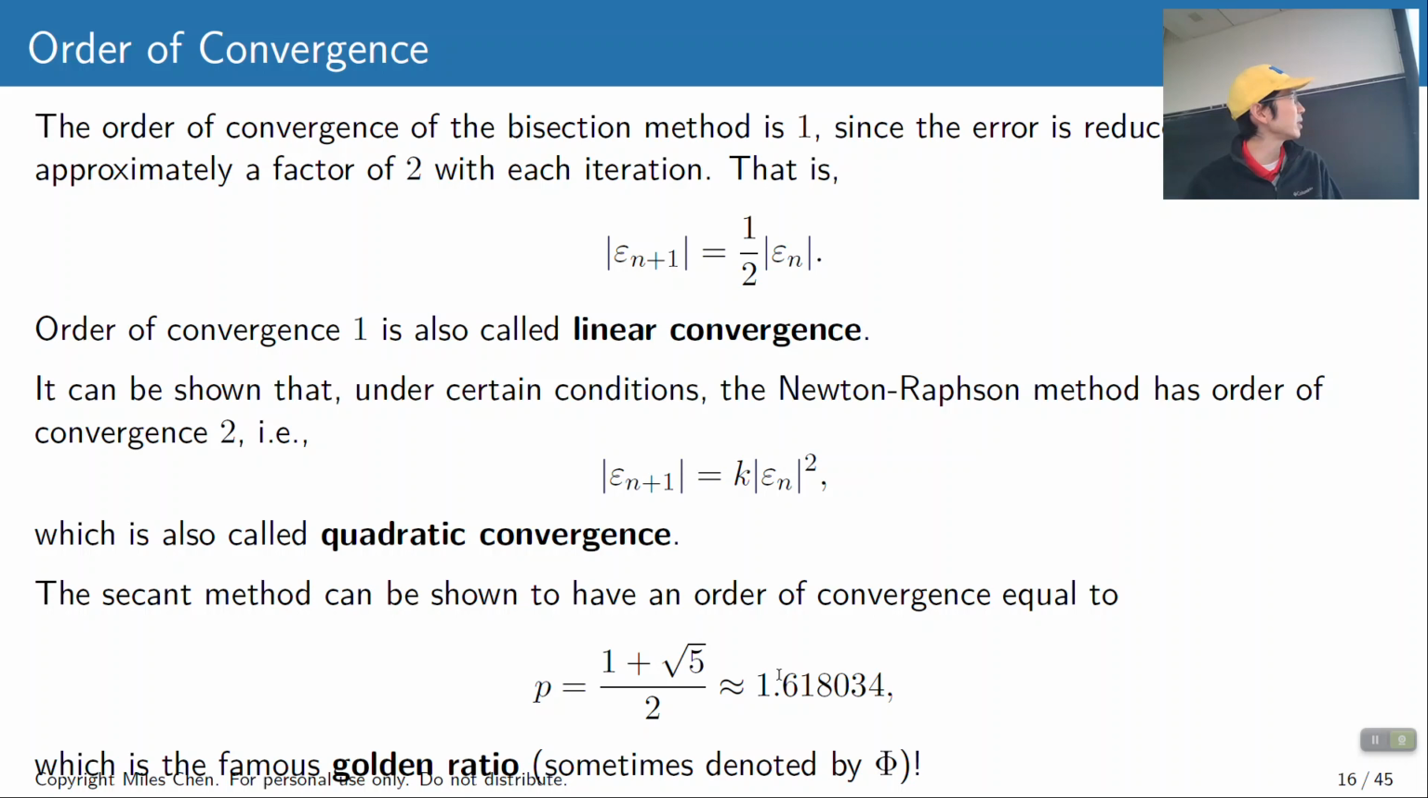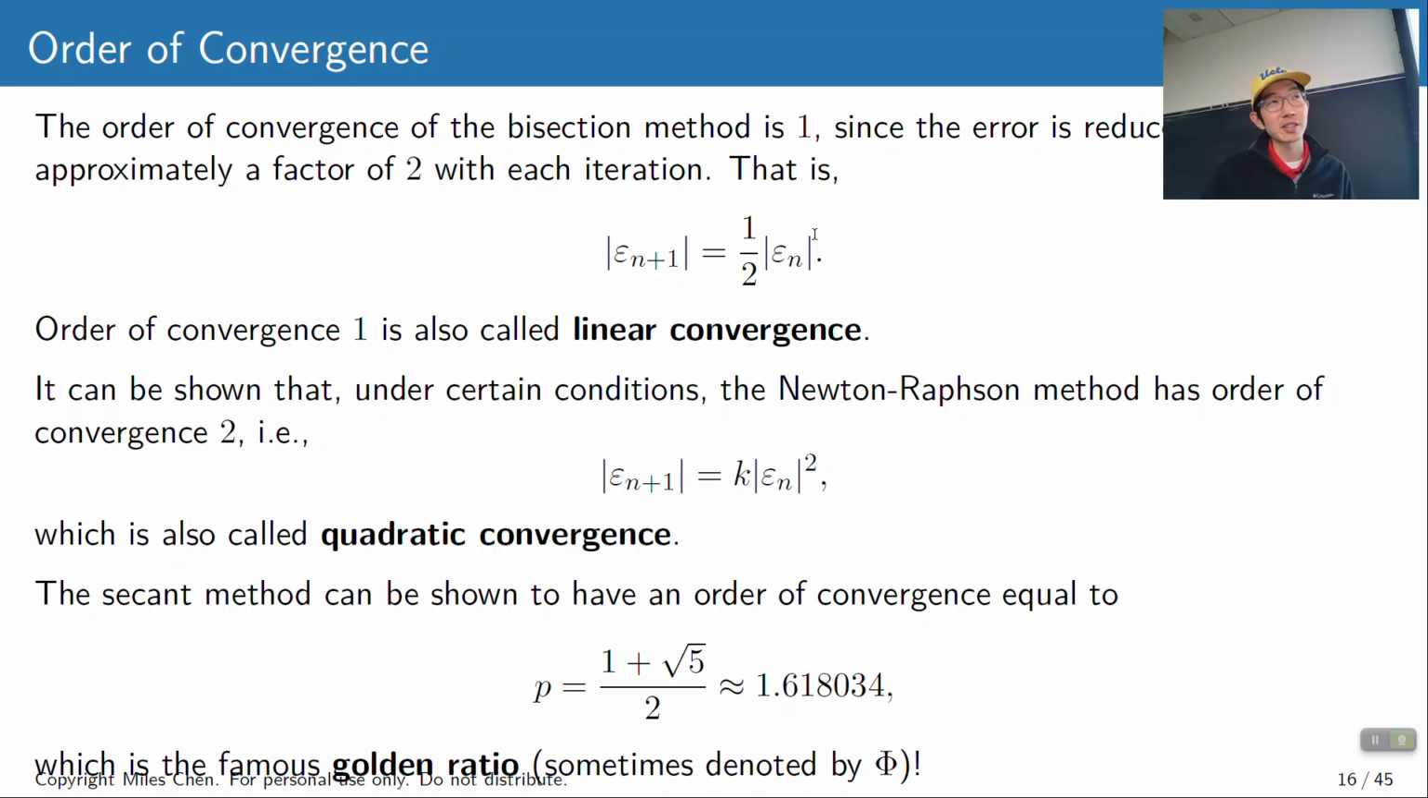Starting off with the bisection method, what is the size of the error at the next iteration? The error in the next iteration is half of our current error. So we take our error raised to the 1 power, so our p is 1, and our order of convergence is 1. That is considered linear convergence.